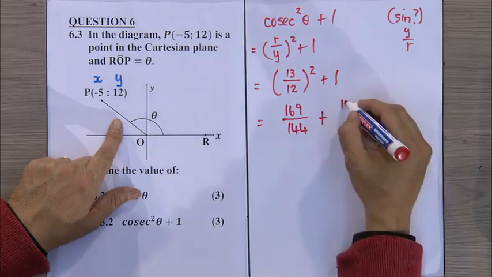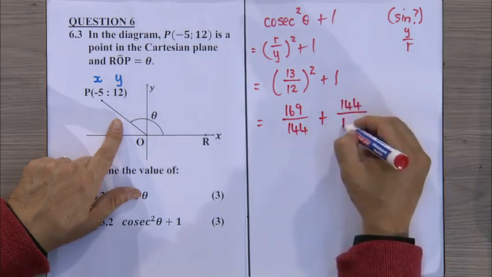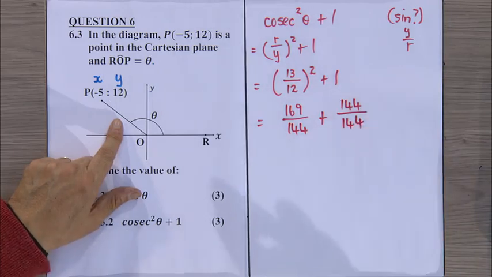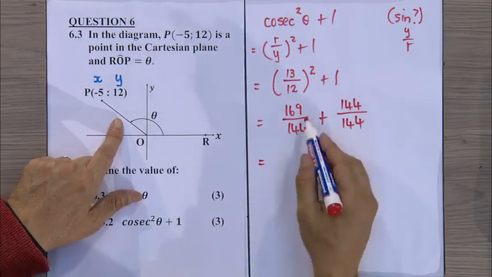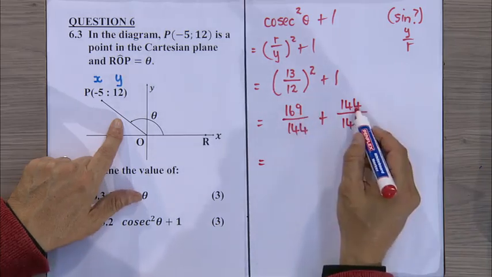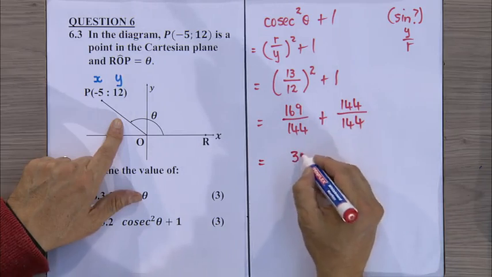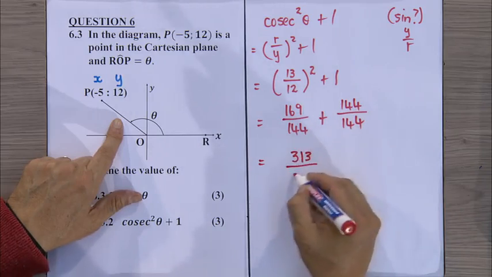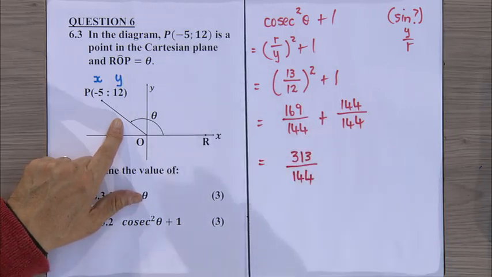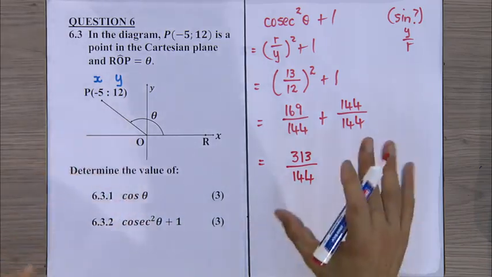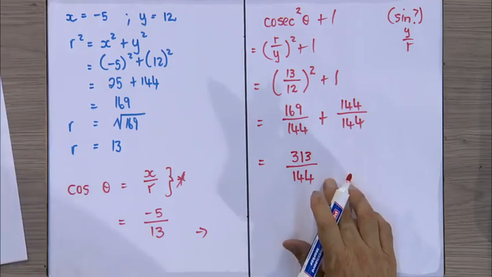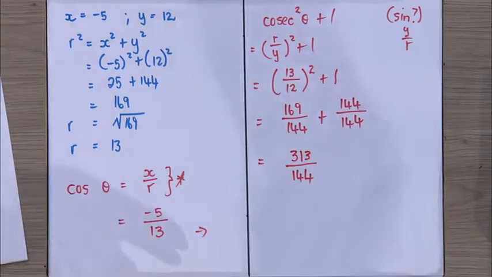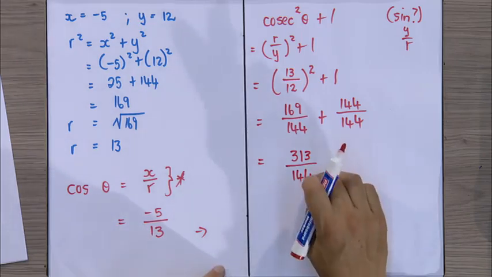1 means 144 over 144. Right? And therefore, if we add the two, 169 plus 144, we will get 313 over 144. Now, please, you can leave this as is, or you can write it as a mixed fraction. But for you, this will be good enough.